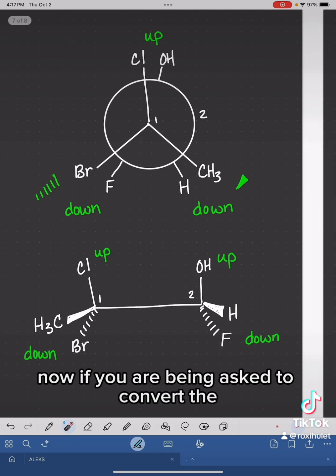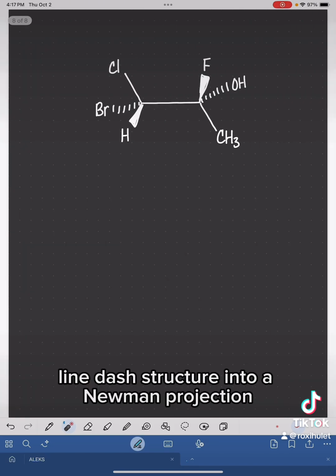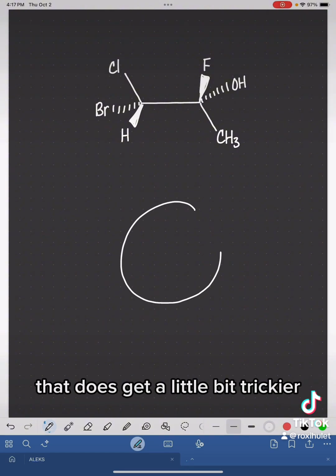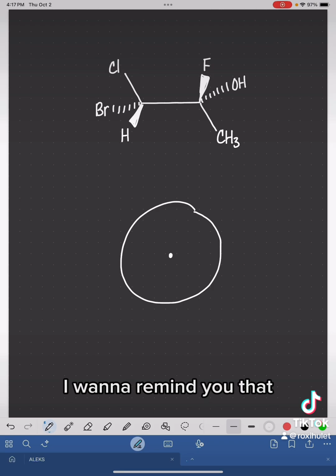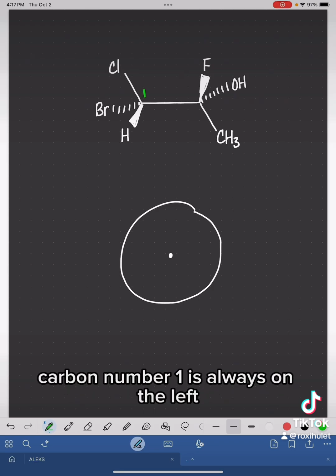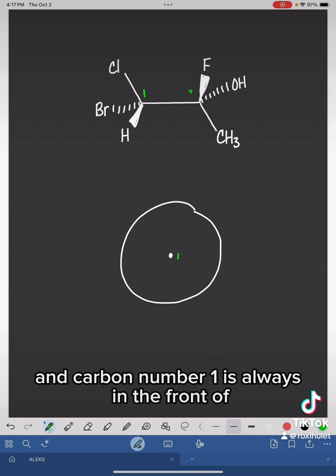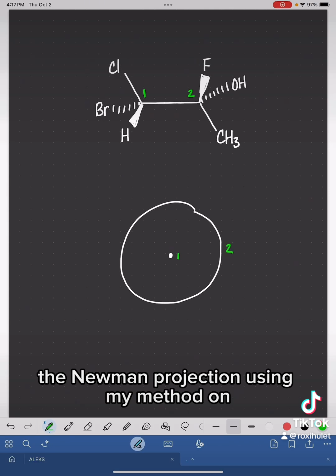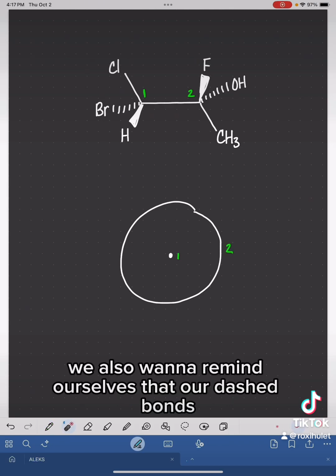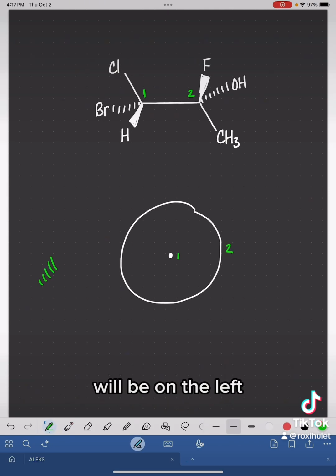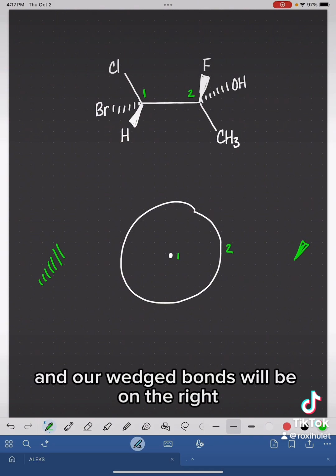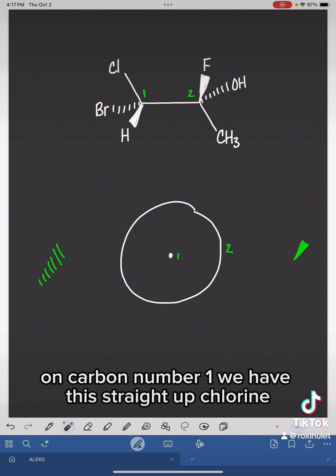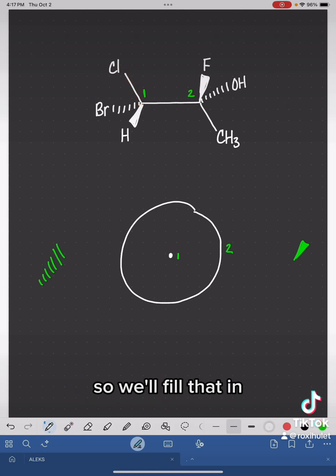Now, if you are being asked to convert the line dash structure into a Newman projection, that does get a little bit trickier. I want to remind you that carbon number 1 is always on the left, and carbon number 1 is always in the front of the Newman projection using my method. We also want to remind ourselves that our dashed bonds will be on the left and our wedged bonds will be on the right. On carbon number 1, we have this straight up chlorine, so we'll fill that in.